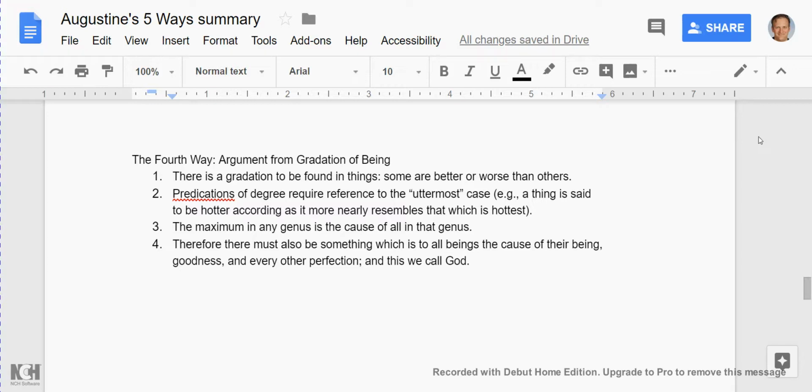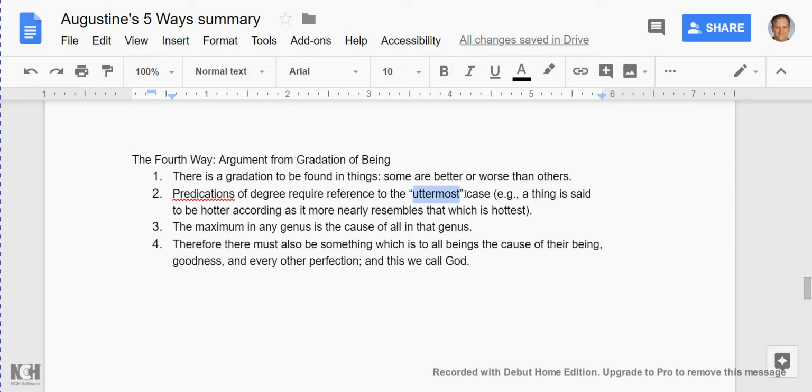So it's called the gradation argument. And gradation means, again, things exist on a scale, right? So there is a gradation to be found in things. Some are better or worse than others. Predications, which basically mean statements about degree or things that have degree, require reference to the highest example of it.